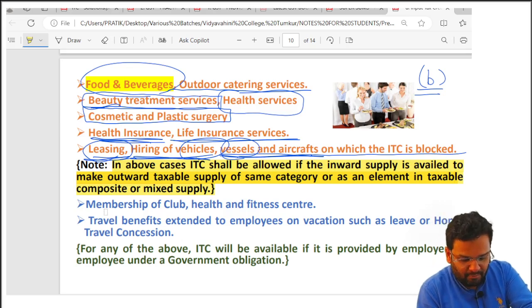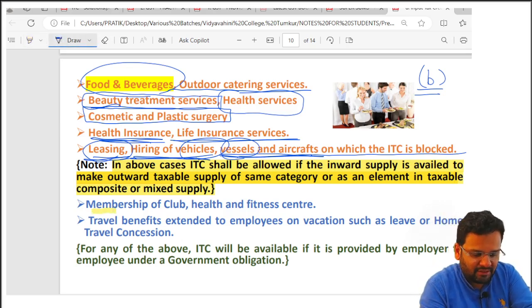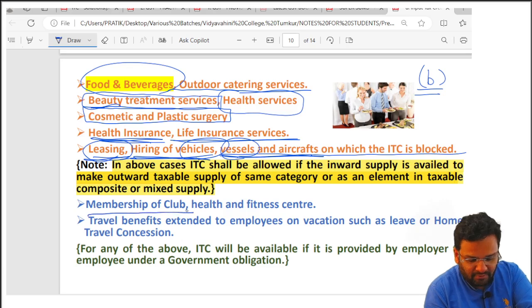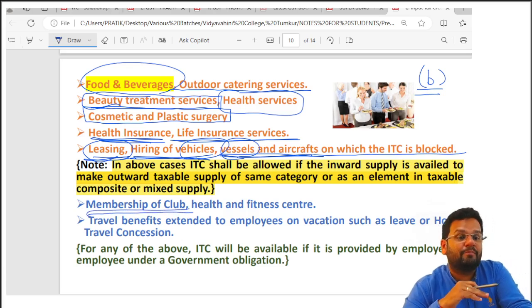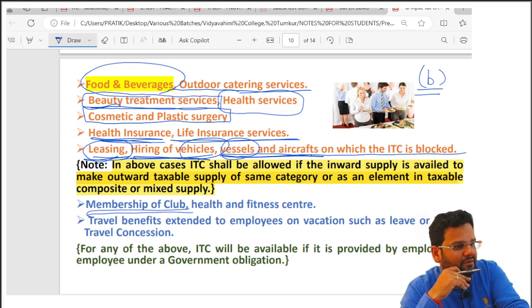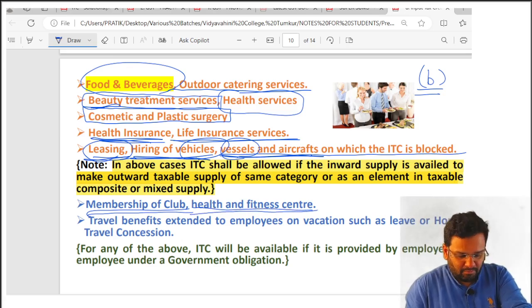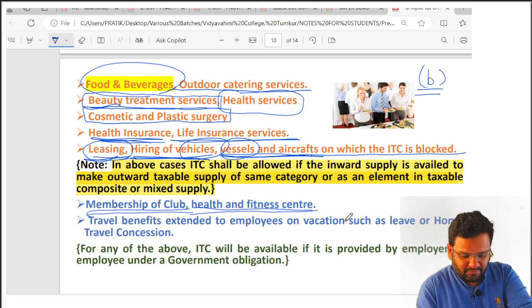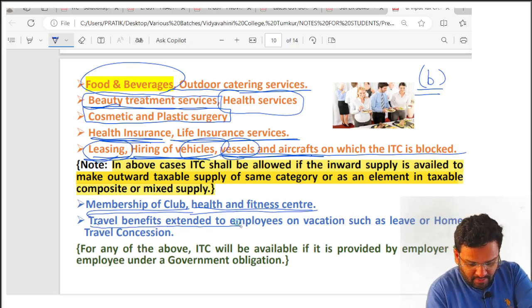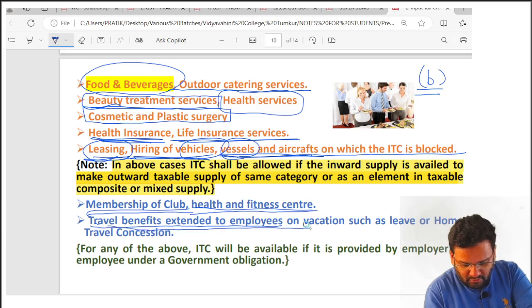Then membership of club, no challenge in this. Membership of any type of club. This membership could be taken for employees, still ITC will be blocked. After club, what do you have? Health and fitness center. ITC will be blocked. Then, traveling benefits extended to employees on vacation.